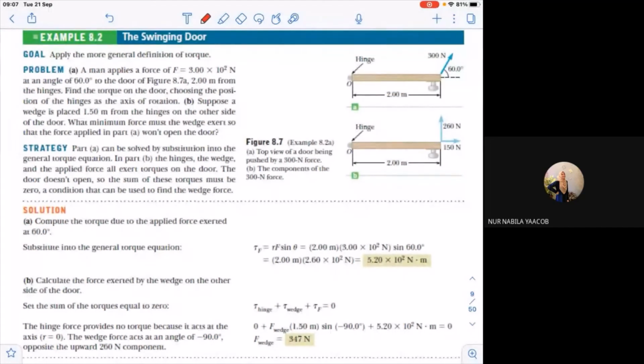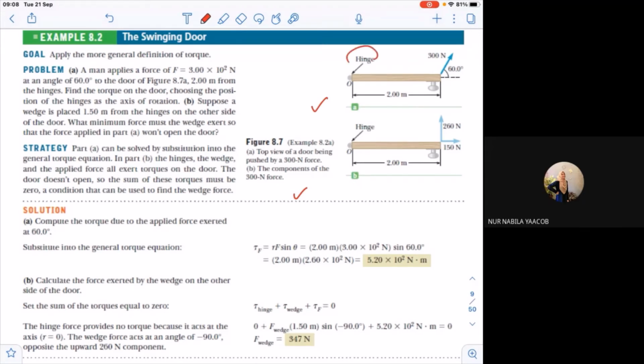Right, now look at the swinging doors. Let's look at a man who applies a force of 300 Newton at an angle of 60 degrees to the door, in figure 8.7a, 2 meters from the hinges.